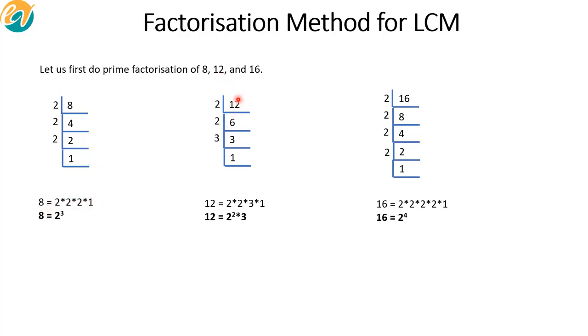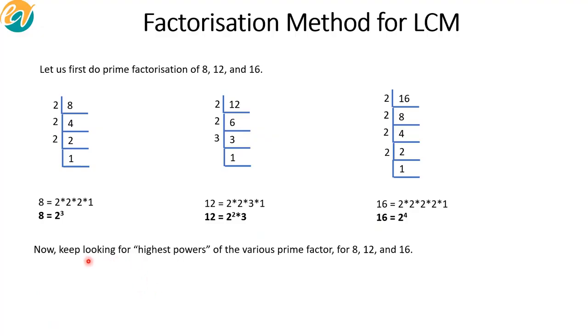How about 12? 2 is a prime factor, so 2 sixes are 12. 2 continues to be a prime factor, 2 threes are 6, and 3 ones are 3. And we apply the same approach to 16 as well. So basically 8 is 2 cube, 12 is 2 square into 3, and finally 16 is 2 raised to the power of 4. Now, how do we find out the LCM of 8, 12, and 16 given this prime factor list? This is how you find out the LCM. Keep looking for highest powers of the various prime factors of 8, 12, and 16.